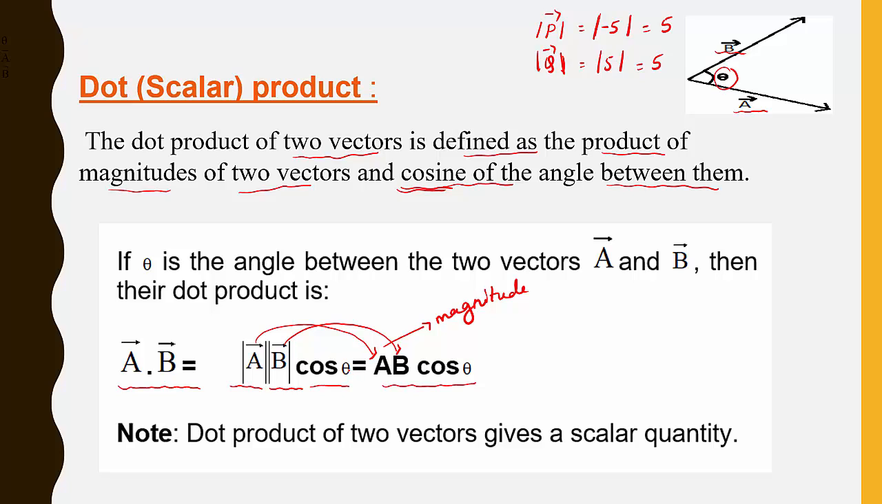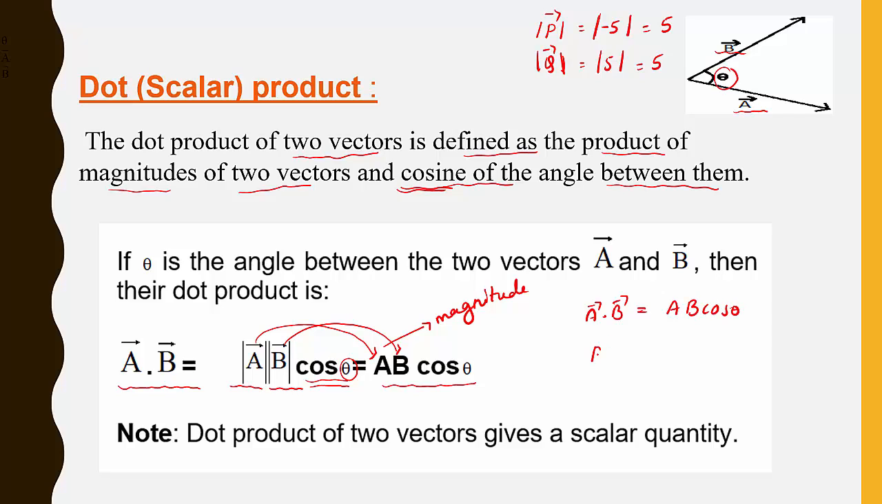Mod of A into mod of B into cos theta. Theta is the angle between A and B. Here the suitable function is cosine. Cosine is the direction vector. So we can write AB cos theta. Is it clear? Vector A dot vector B is equal to, how to write the equation? A into B into cos theta.